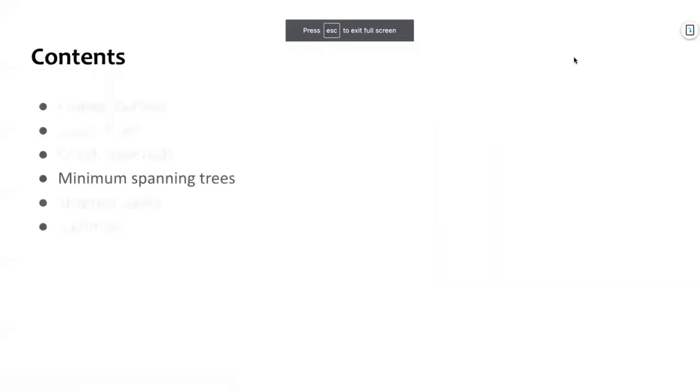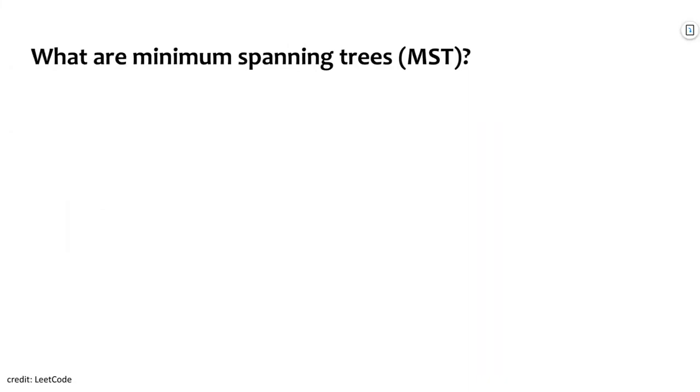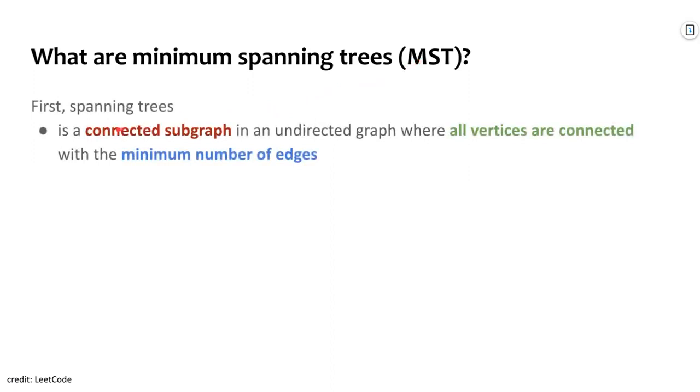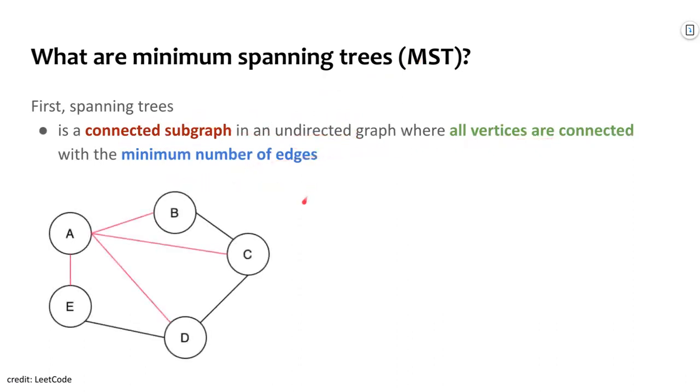From now on, we're going to talk about minimum spanning trees. First of all, what are minimum spanning trees? And we abbreviate minimum spanning trees as MST here. First, a spanning tree is a connected subgraph in an undirected graph where all vertices are connected with the minimum number of edges. In this example, we want to connect all nodes.